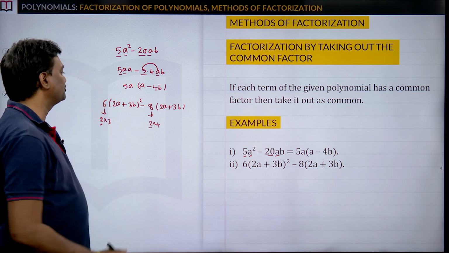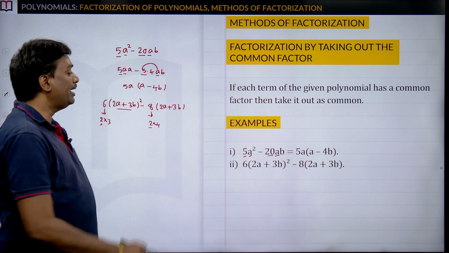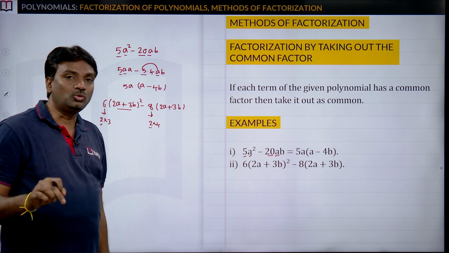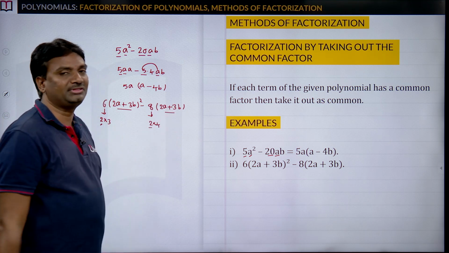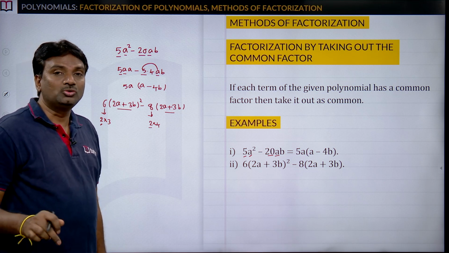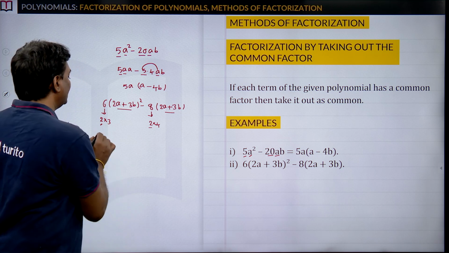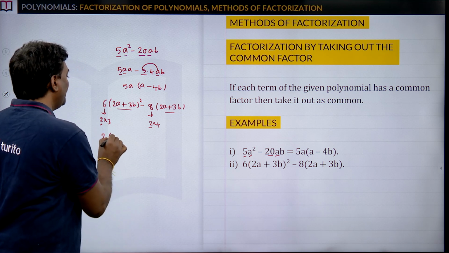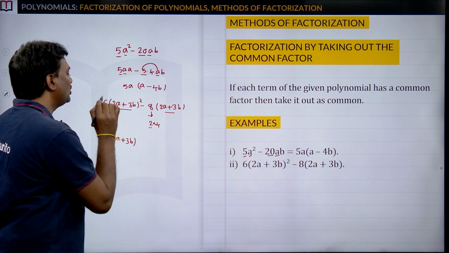So, we can take 2 as common. Here this is (2a plus 3b) whole square. (2a plus 3b) whole square means (2a plus 3b) into (2a plus 3b). Here we have 2a plus 3b, so that is why we can say 2a plus 3b is also a common factor. So, that is why we can take 2 into (2a plus 3b) as common.